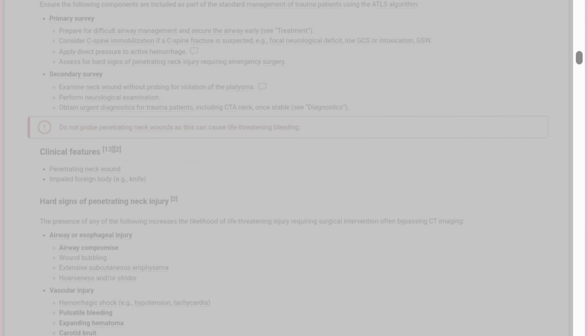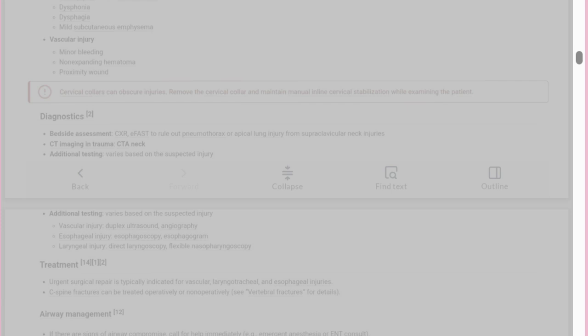Soft signs of penetrating neck injury. The presence of any of the following increases the likelihood of serious injury and often requires a CTA neck for further evaluation. Airway or esophageal injury: hemoptysis and/or hematemesis, dysphonia, dysphagia, mild subcutaneous emphysema. Vascular injury: minor bleeding, non-expanding hematoma, proximity wound.